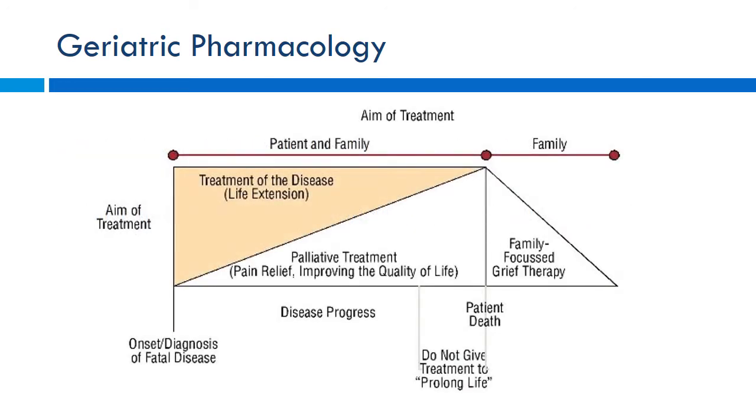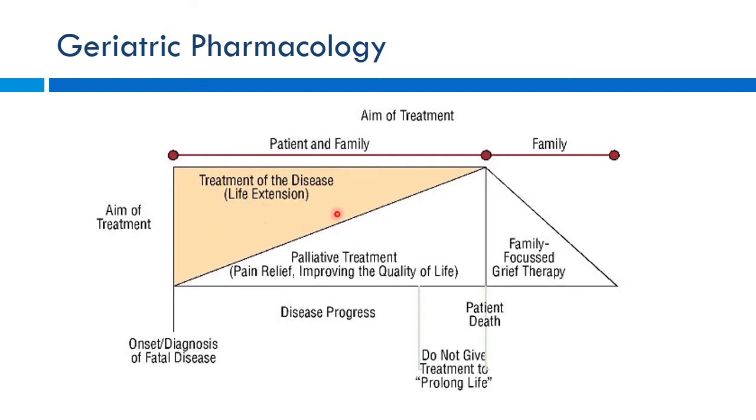So you're looking at a graph of some of the chronic disease state. Say for instance, you're looking at the patient and the family here in this first stage, and here we're going to have the death of the patient. And what you see is that as the disease progresses, early on you have the onset and the diagnosis of a fatal or terminal disease, the cancer or something like that. Initially, early on, the treatment goal is going to be to extend life, right? So we want to increase quantity of life at this point.